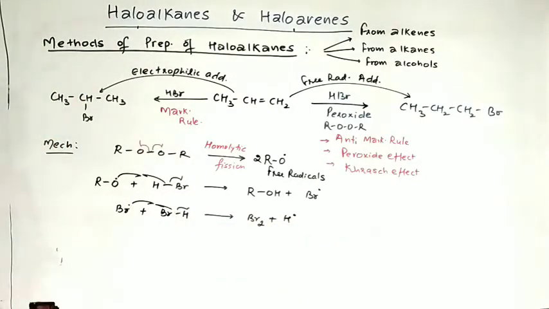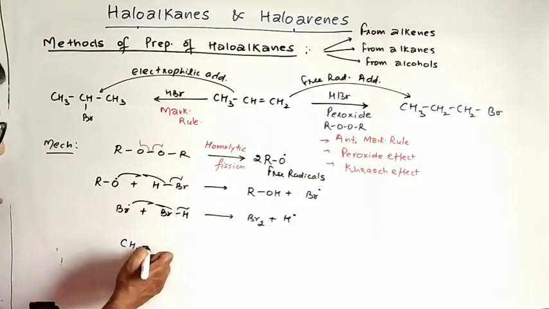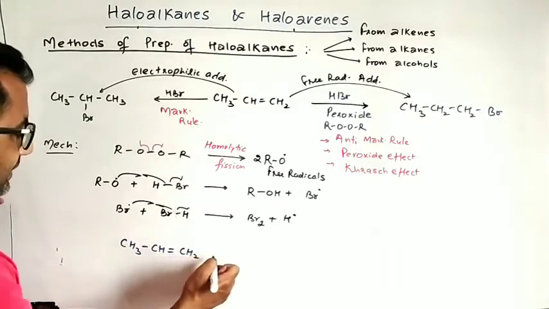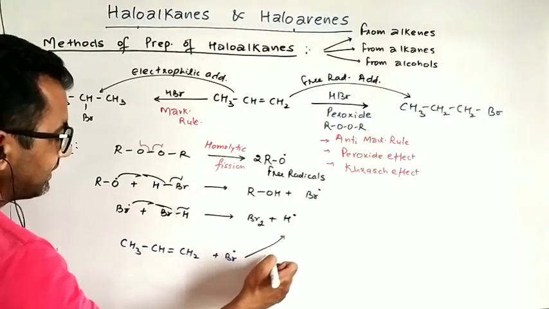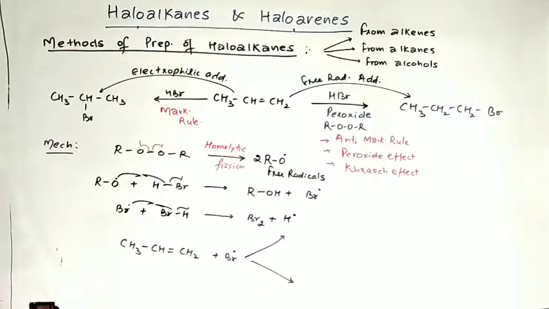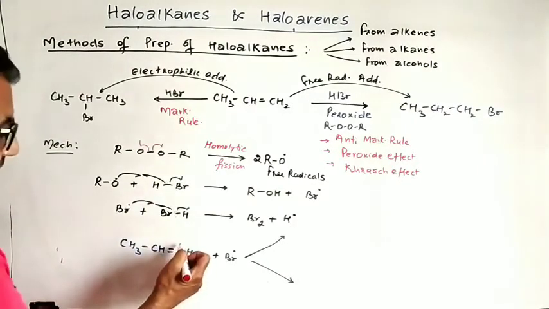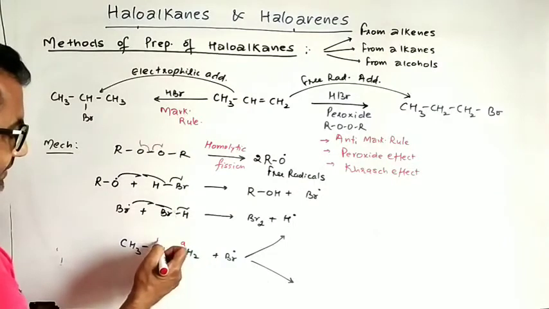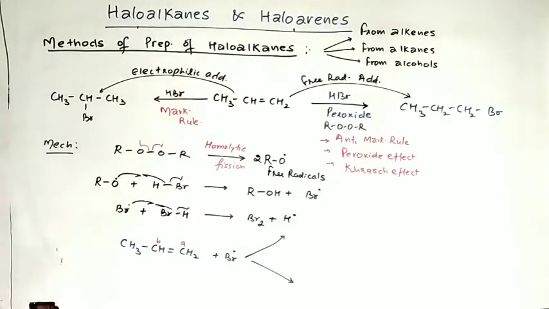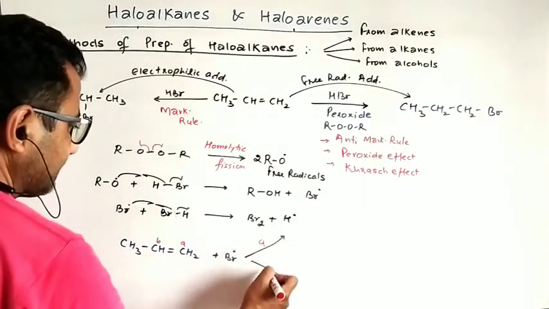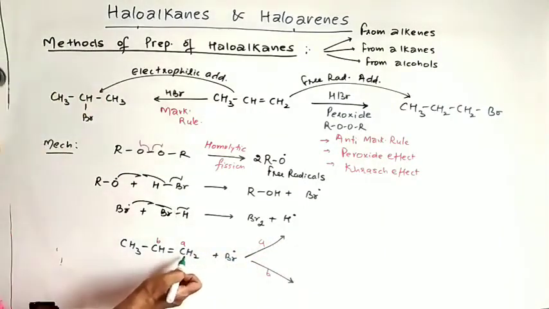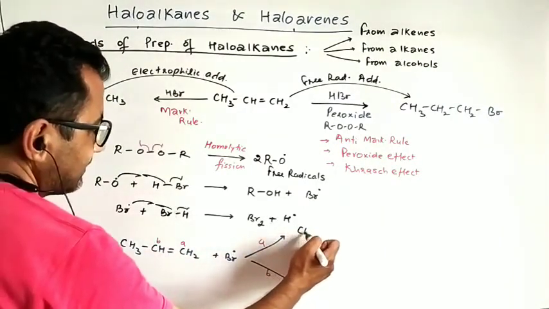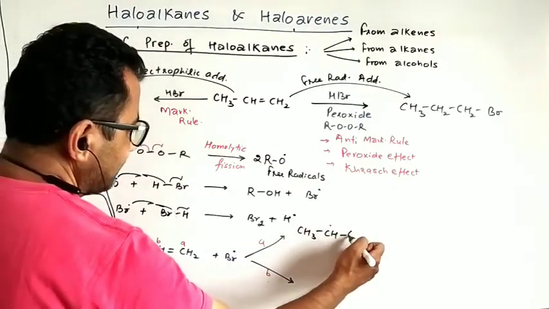Now Br radical is added first to the double bond because that is more electron deficient. Suppose we have this propene and we are adding a Br free radical to it. So there are again two ways. Either the Br is added on this A or it is added on B. If it is added on A or if it is added on B, what products are formed? If it is added at A, you get this thing.